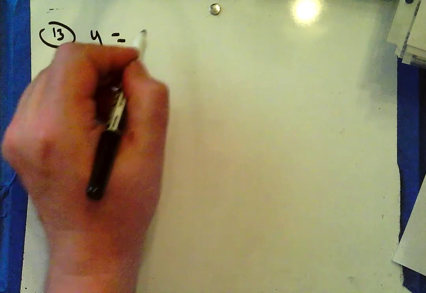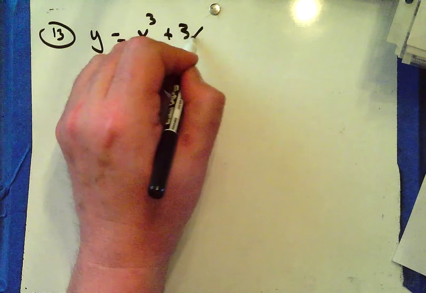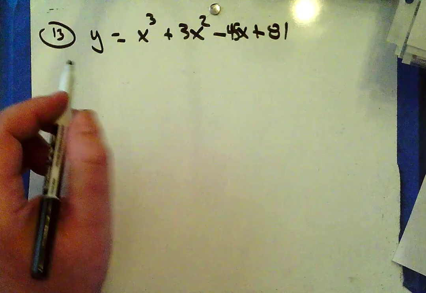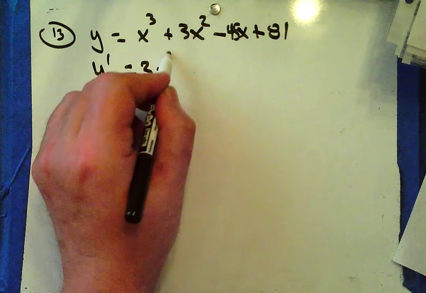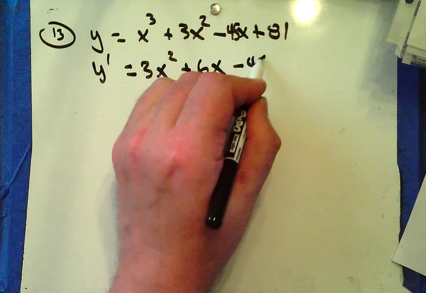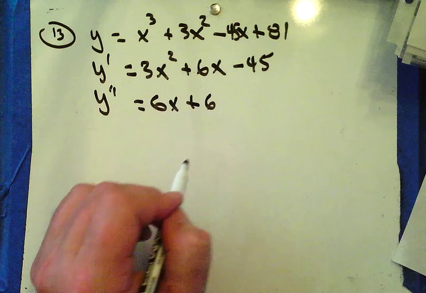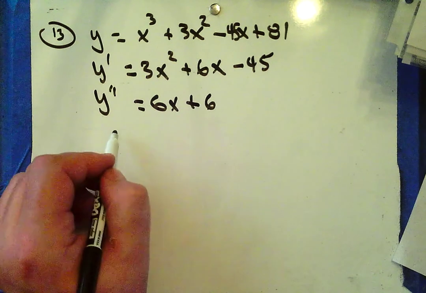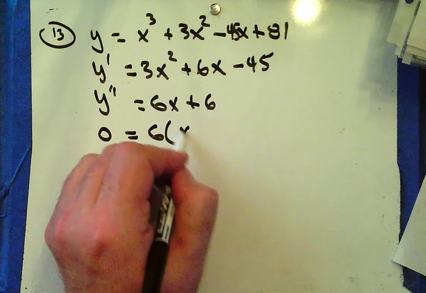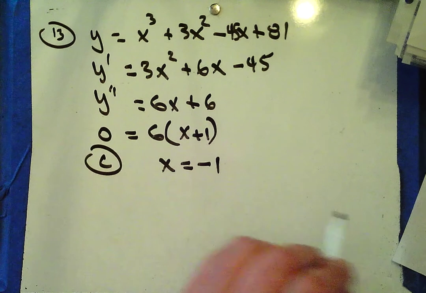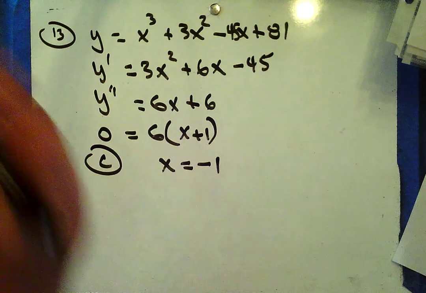13. 13 says, what's the x-coordinate of the point of inflection for this graph? x to the third plus 3x squared minus 45x plus 81. So y prime is 3x squared plus 6x minus 45, and y double prime is 6x plus 6. So for the point of inflection, we set this equal to 0, and I say x equals negative 1. And that's choice C. C for number 13.